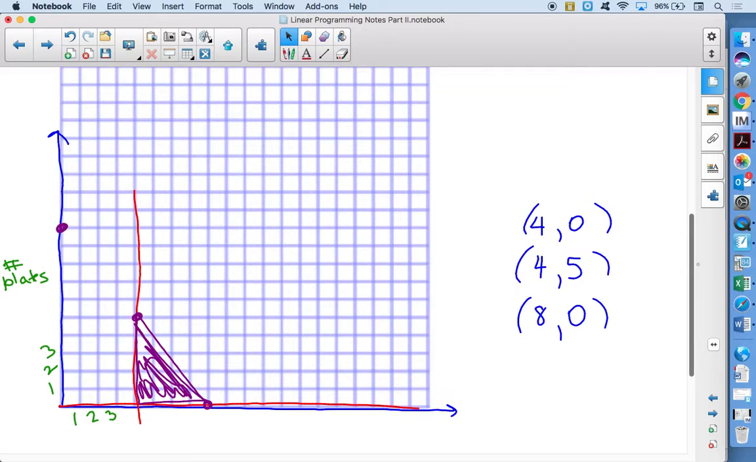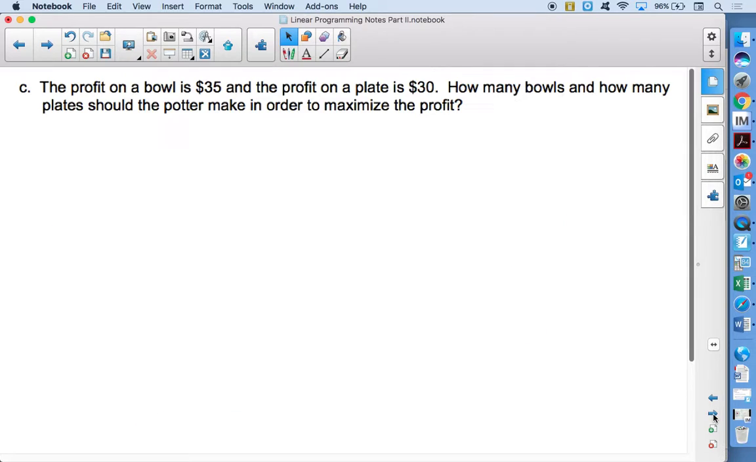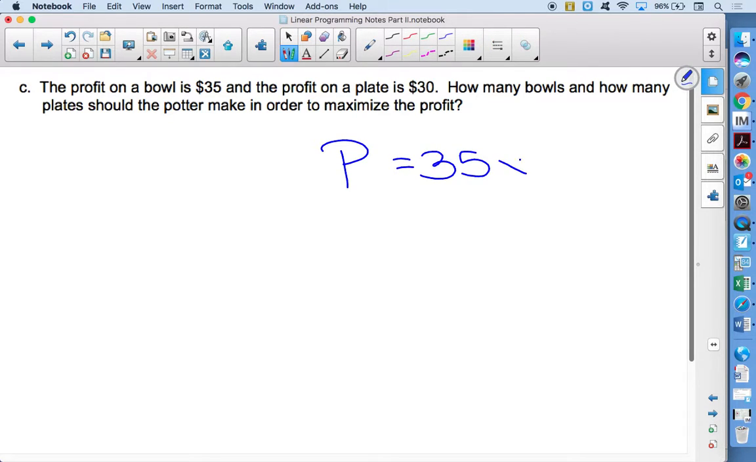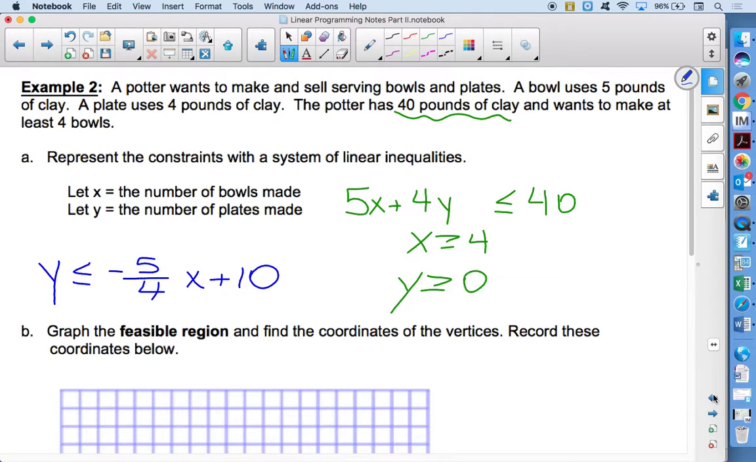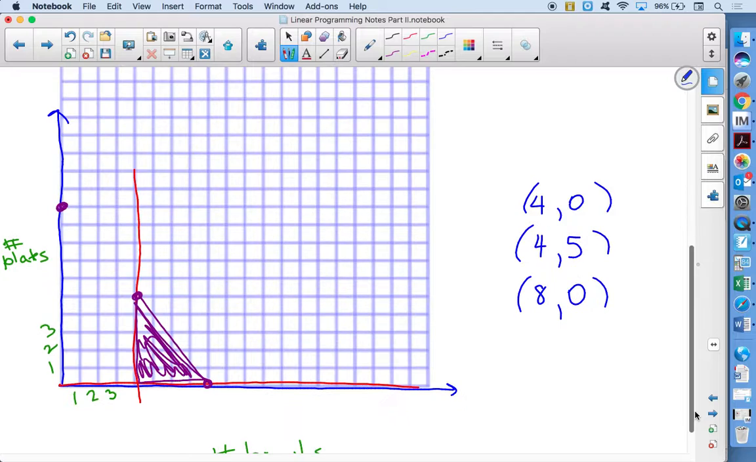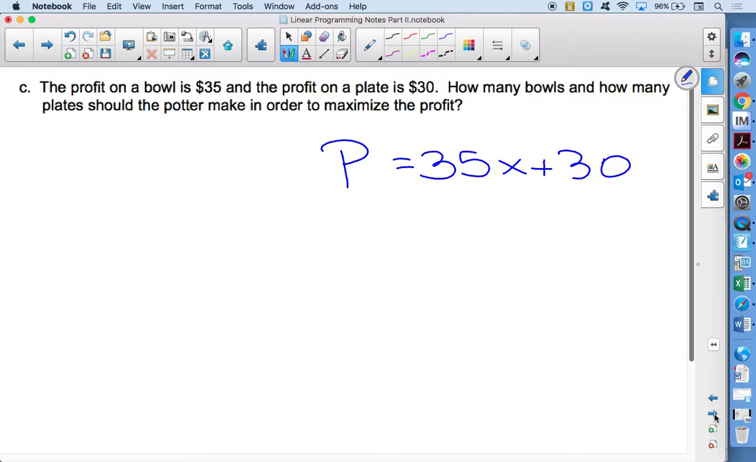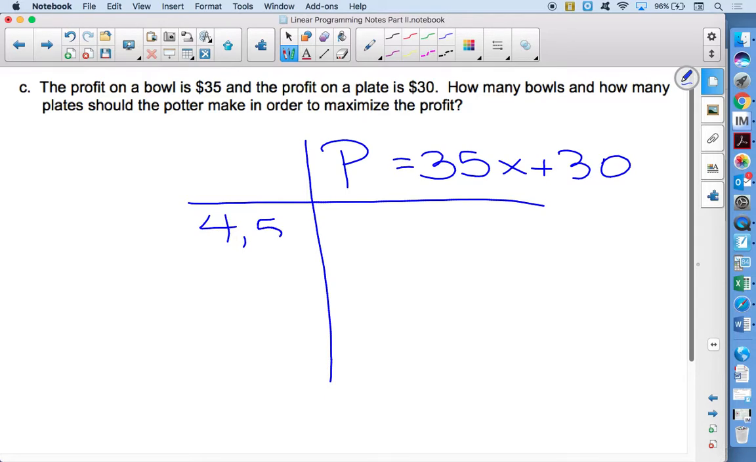So the last question then for part C, the profit on a bowl is 35 bucks, and on a plate is 30. And it says we want the maximum profit. So we've got to decide 4, 5 versus 8, 0. Which one gives us the maximum profit? Probably the 4, 5, I think. Yeah. So let's plug them both in. 4, 5 and 8, 0.